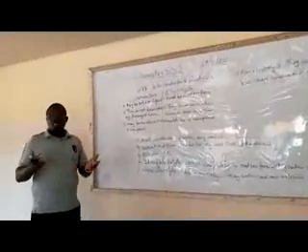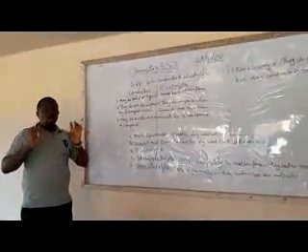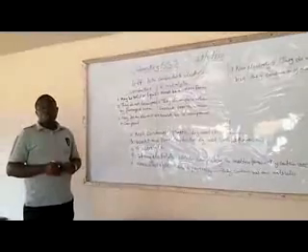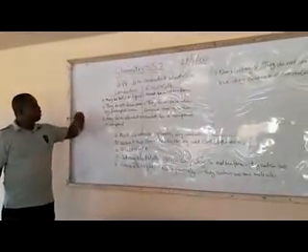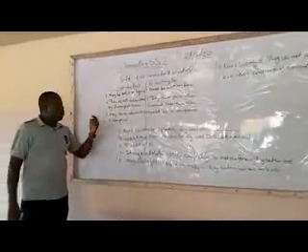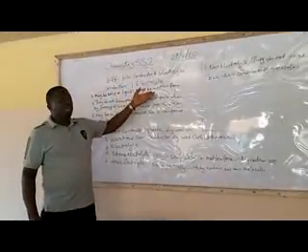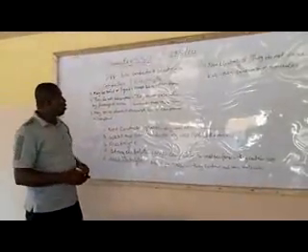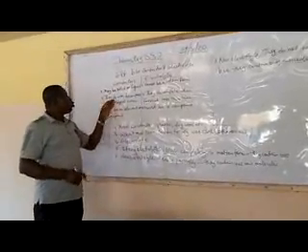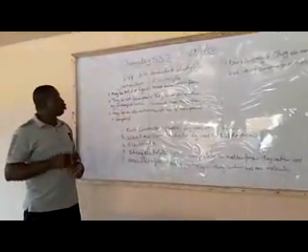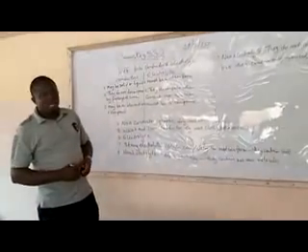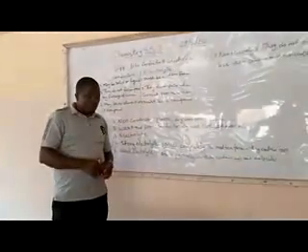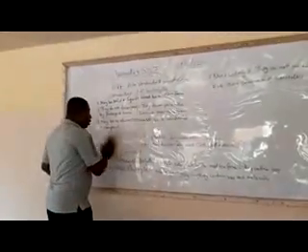Then they have similarities. Their similarity is that both of them can conduct electricity. But depending on the nature of their conduction, a conductor can conduct electricity whether it is solid or liquid, but an electrolyte can only conduct electricity when it is in molten form or solution. Conductors do not decompose when electricity passes through them, while electrolytes decompose.